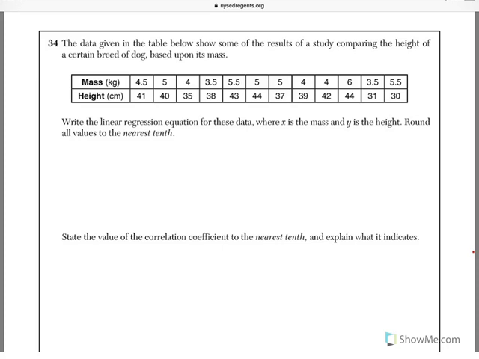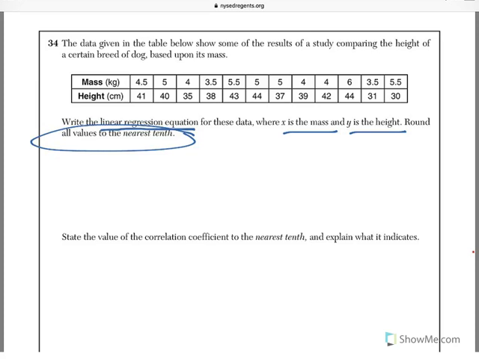Number 34 says that the data given in the table below shows some of the results of a study comparing the height of a certain breed of dog based upon its mass. We need to write the linear regression equation for these data where x is the mass, y is the height, and we're going to round all values to the nearest tenth.